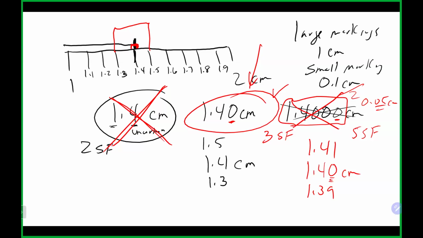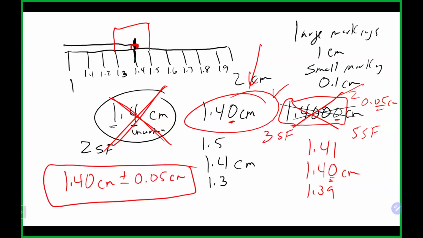Because in one case, you're making the measurement way better than it should be, and in the other case, you're making it way worse than it should be. So if you hit something dead on the nose there, you got to give the reading. And obviously here we would still properly record this as 1.40 plus or minus 0.05 centimeters in this case. Any questions on how to take a proper measurement here?